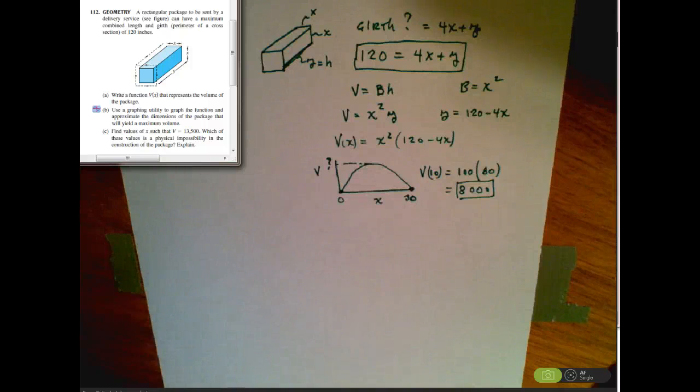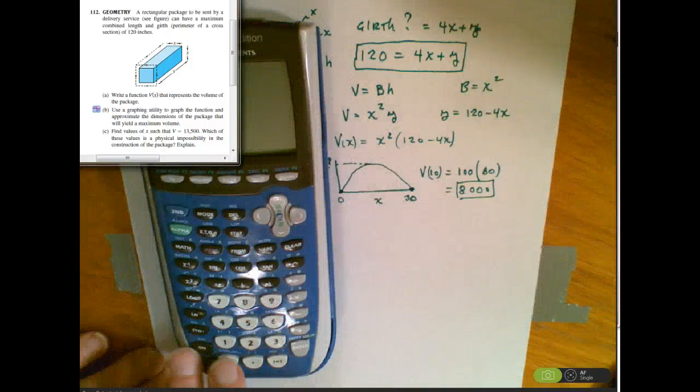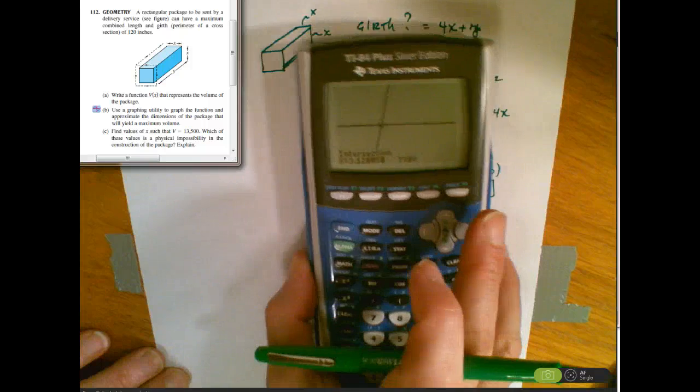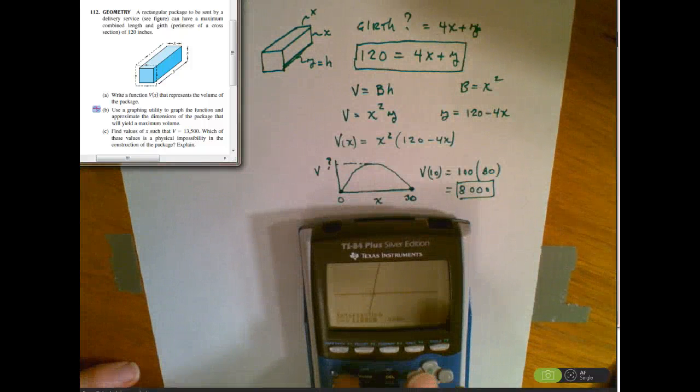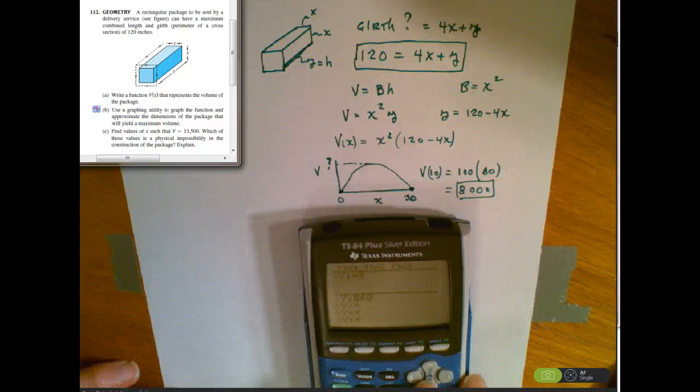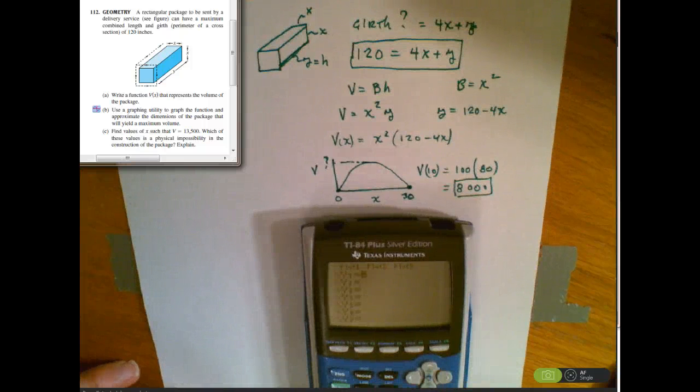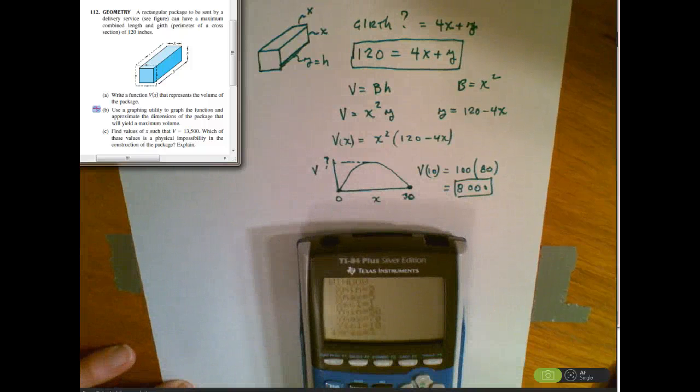So let's do that. Let's get our calculator over here and turn it on and put it on the screen so we can see it here. Let's go ahead and clear my y equations and put in that equation. So it's x squared times left parenthesis 120 minus 4x. Okay, and we thought an appropriate window now would be x's going from 0 to 30.